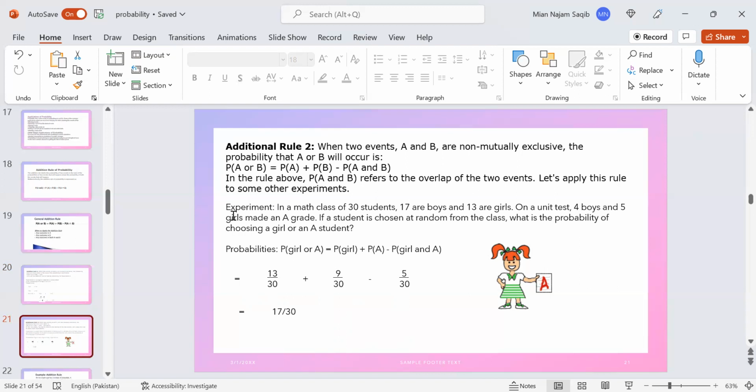And now I'm going to demonstrate this to you guys with the help of an example. Basically, in a math class, there are 30 students, 17 are boys and 13 are girls.